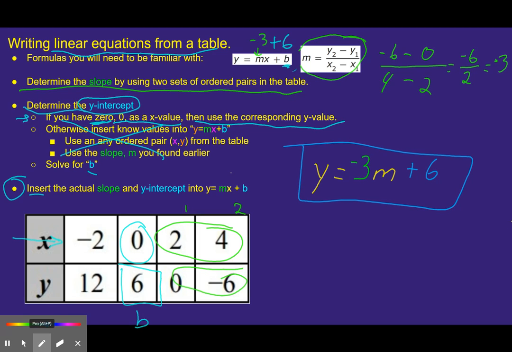All right, so real quick, a recap. First thing we did, we selected 2 points to determine our slope. We then used the slope formula and determined the slope. Proceeded to, how do we get the y-intercept? First, we check to see if we have any zeros. If we do, we're done. There you go. Always check your work.